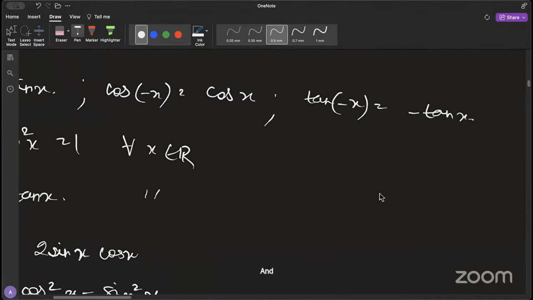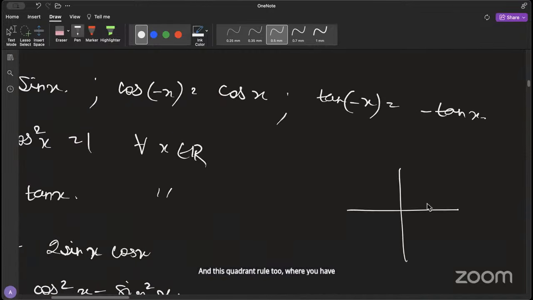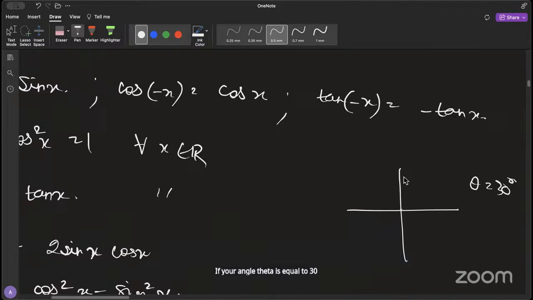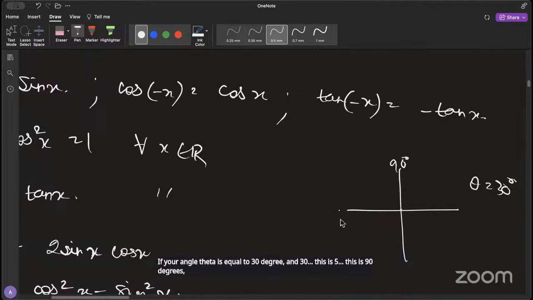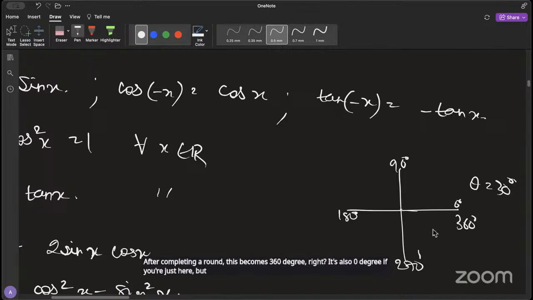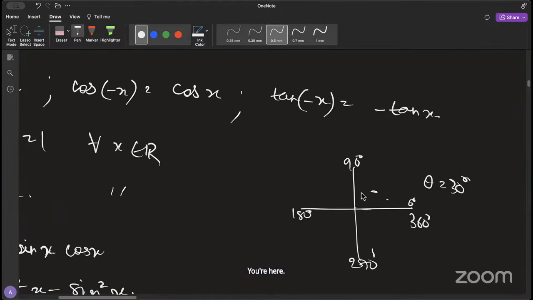And then this quadrant rule too, where you have all positive here. That means if you have an angle theta equal to 30 degrees, and this is 90 degrees, this is 180 degrees, this is 270 degrees, and after completing a round, this becomes 360 degrees, right? It's also 0 degrees if you're just here, but if you complete one round, you'll get 360 degrees. So if theta is 30 degrees, that means it's in the first quadrant, right? You're here. So then you have all the trigonometric functions positive here.